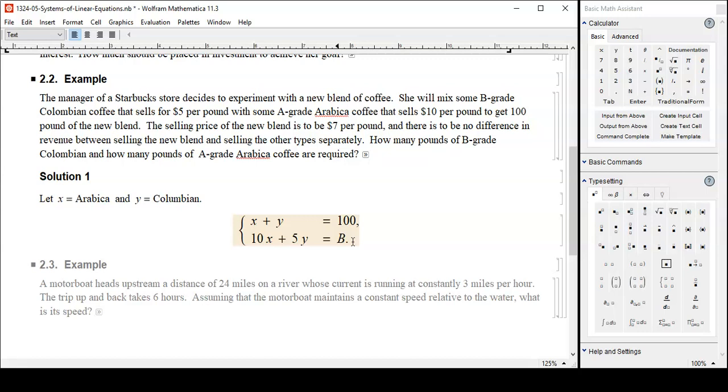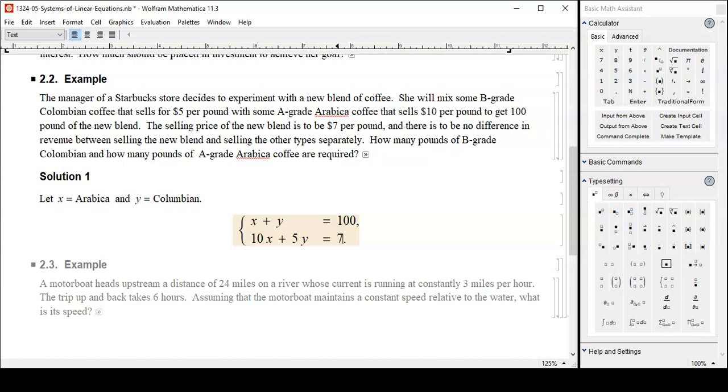Any idea? Let's see, $5 per pound, $10 per pound, and we have $7 per pound. How do we use this? Like this, equal to 7? No, not really. Think again. It is related to 7, of course, but it's not going to be equal to 7.